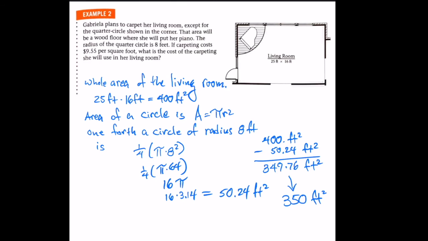Now, what does that cost? Well, we said that $9.55 per square foot is what we're talking about the carpeting cost is. So we're saying $9.55 times 350 square feet. We'll just put that in the calculator and we get an estimated cost of about $3,342.50. That's what it's going to cost for her to carpet the living room and leave a quarter circle with an 8-foot radius.